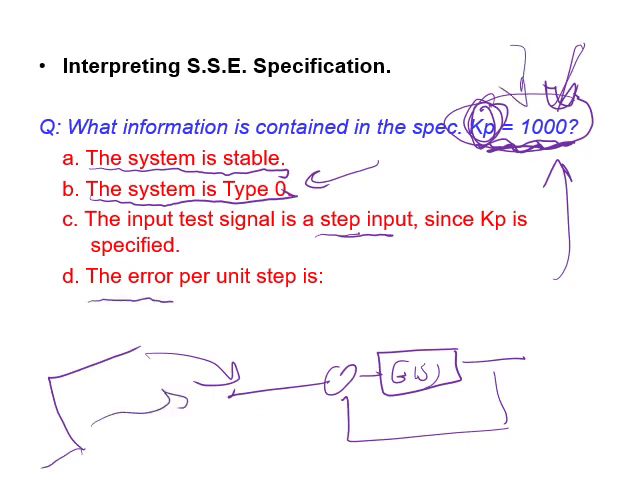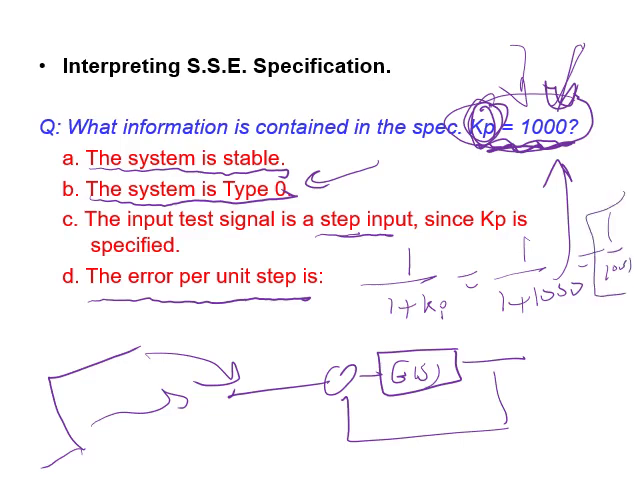And finally, he said the error per unit step we can calculate. It's not continued here, I will continue it, no problem. The error can be calculated as 1 over 1 plus Kp, which equals 1 over 1 plus 1000, which equals 1 over 1001. So I can also calculate the error. See, all of this information comes to my mind once I know that Kp equals 1000.